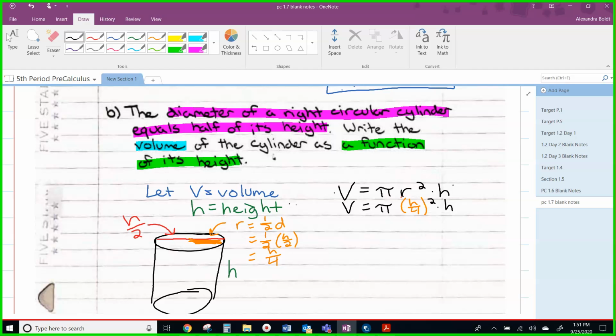So I'm going to simplify this so I get v equals pi. Remember, we can distribute our exponents through multiplication and division. So this is the same thing as h squared over 4 squared, which is pi times h squared over 16 times h.